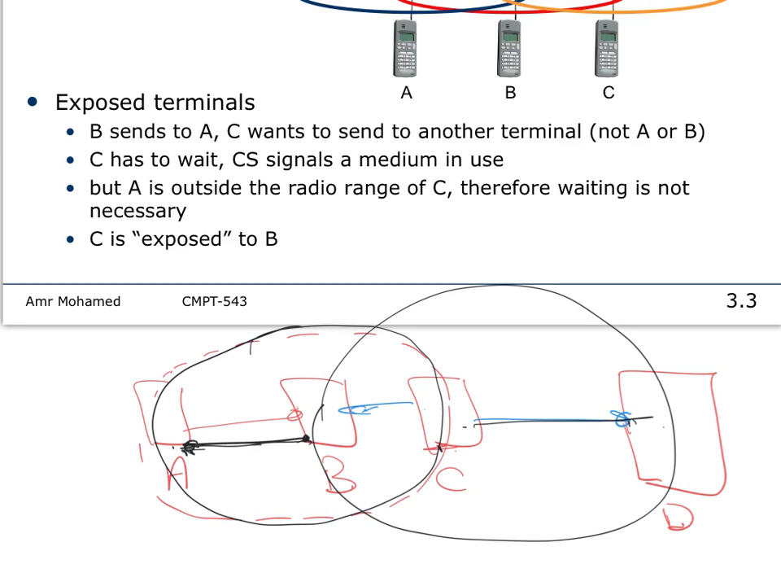Okay? So in that case, even if B is in the transmission range, the collision will happen at B because B is not the receiver. B is not a receiver at all. Is that clear?